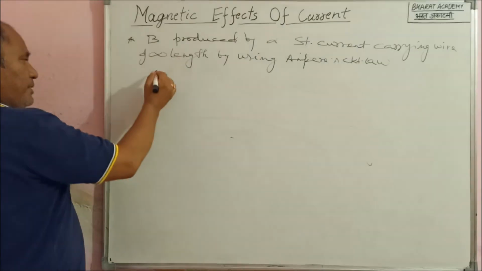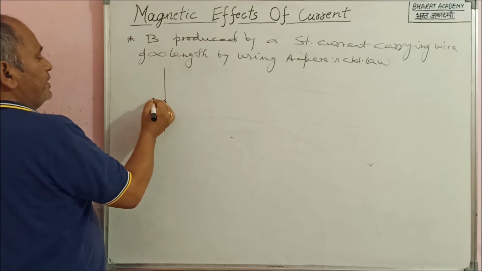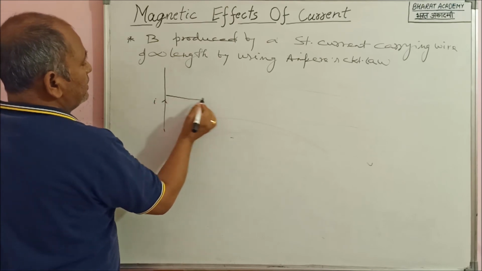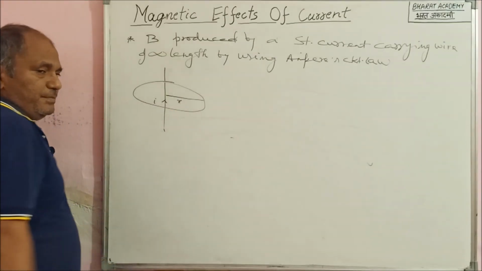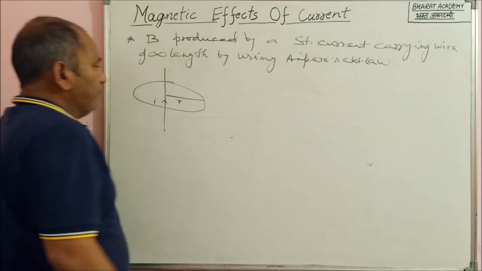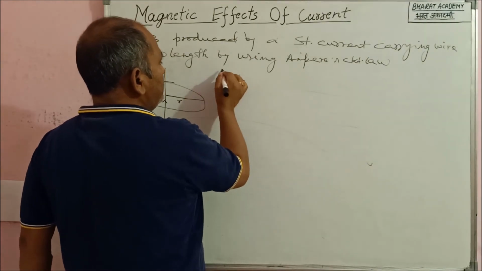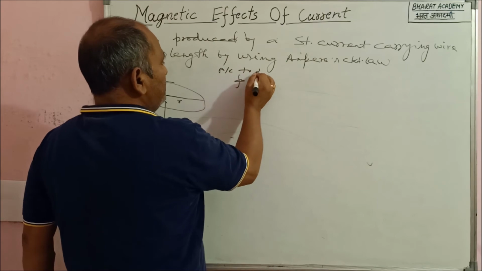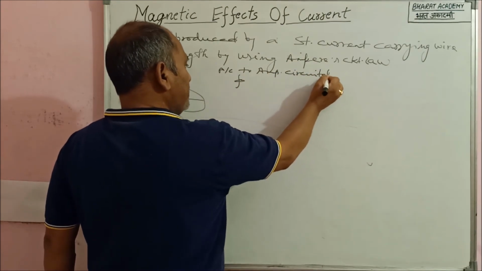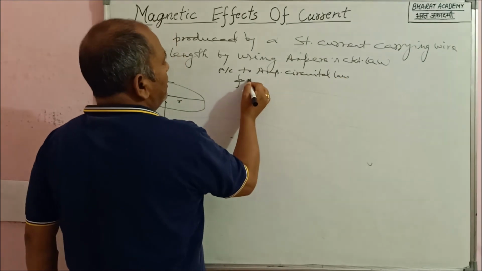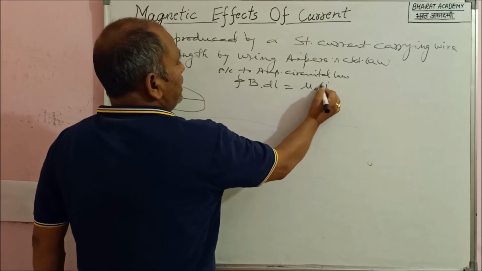Right? This is a straight current carrying wire, of radius R and current I. We are considering a loop around it of radius r, right? We will directly use Ampere's Circuital law. According to Ampere's Circuital law, what we have? The closed integral of B dot dl is mu 0 times I.